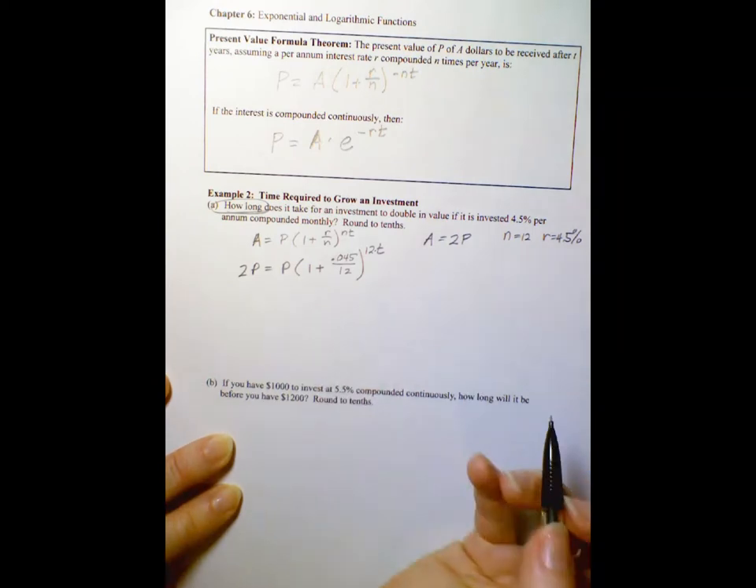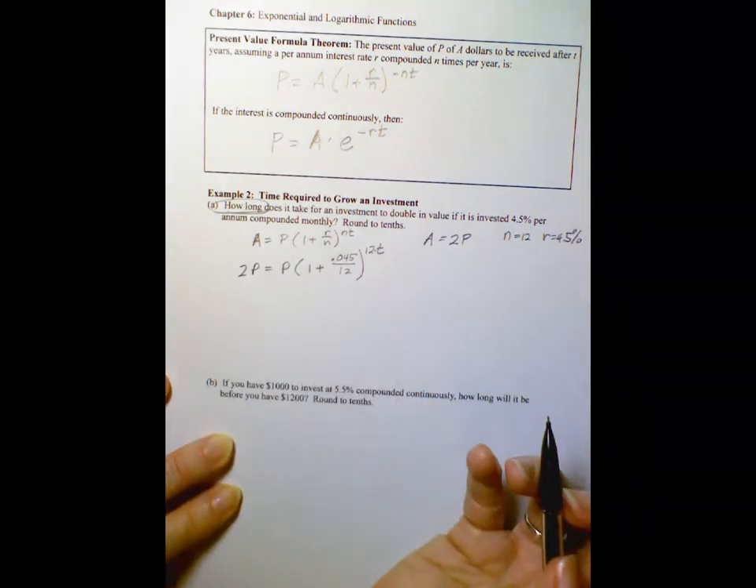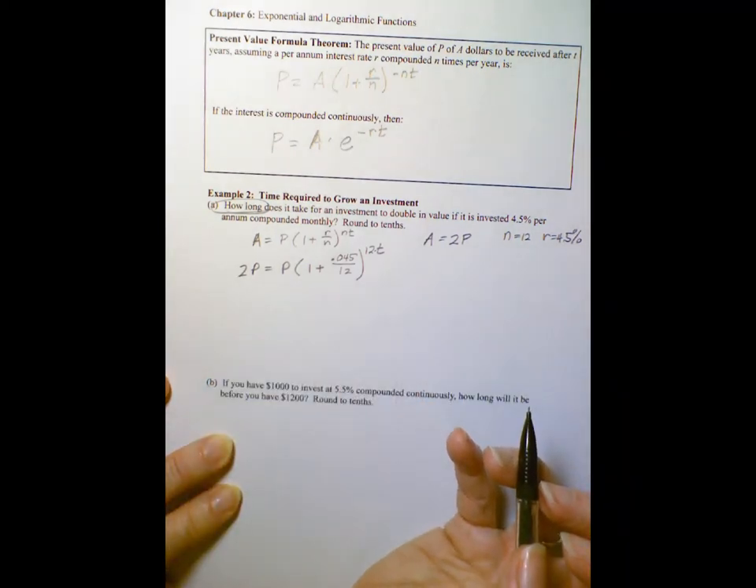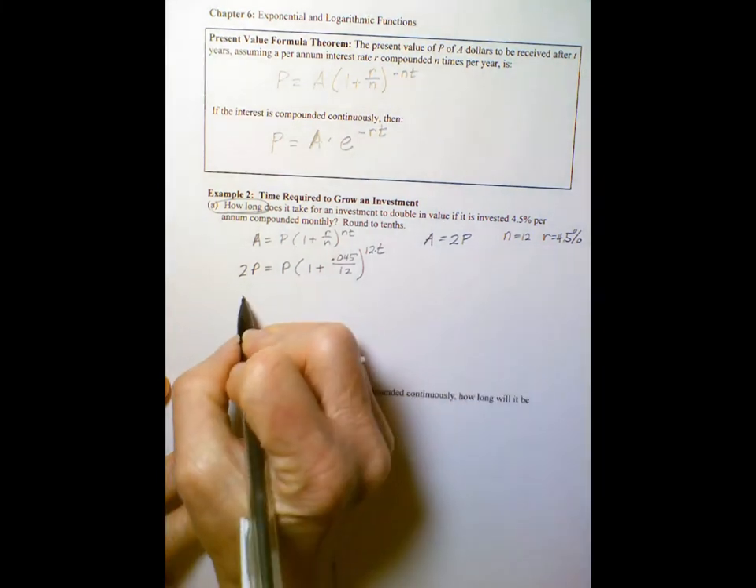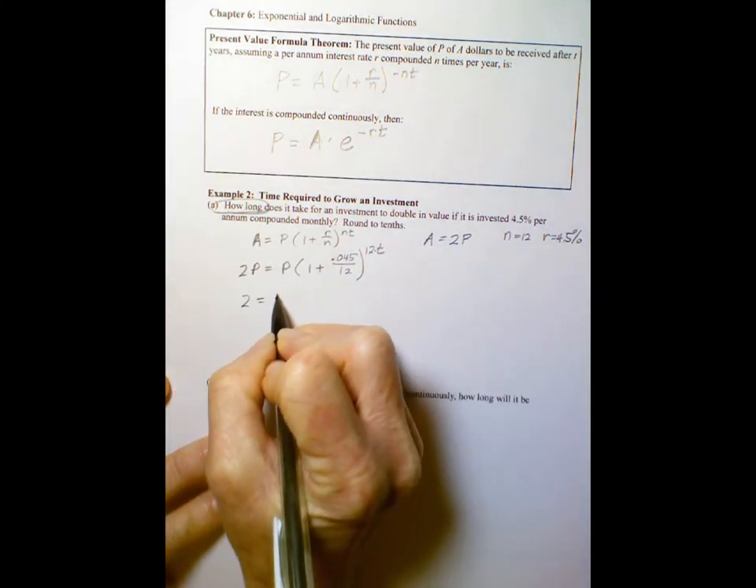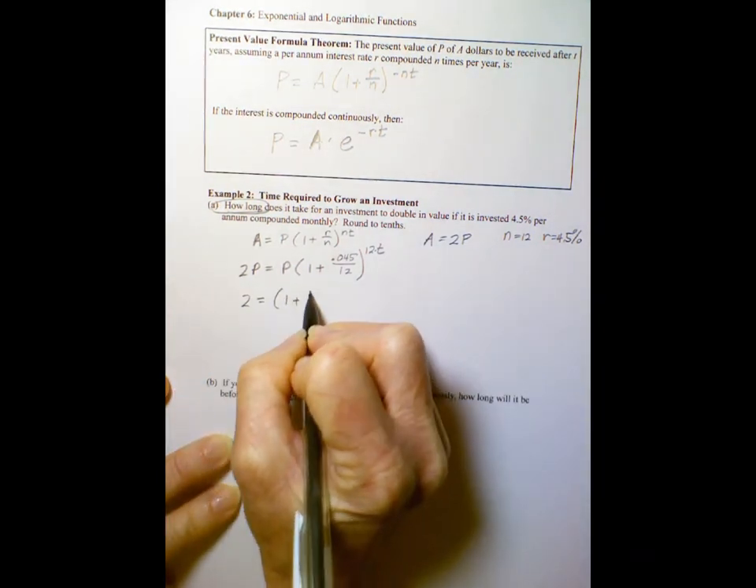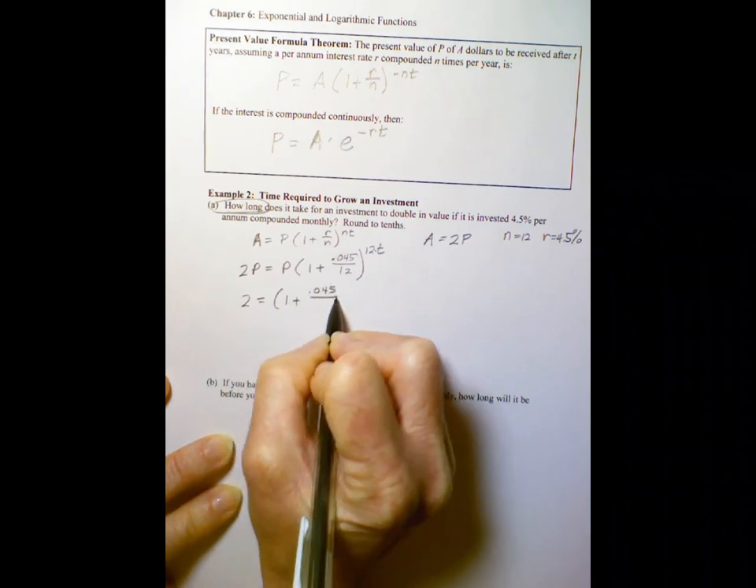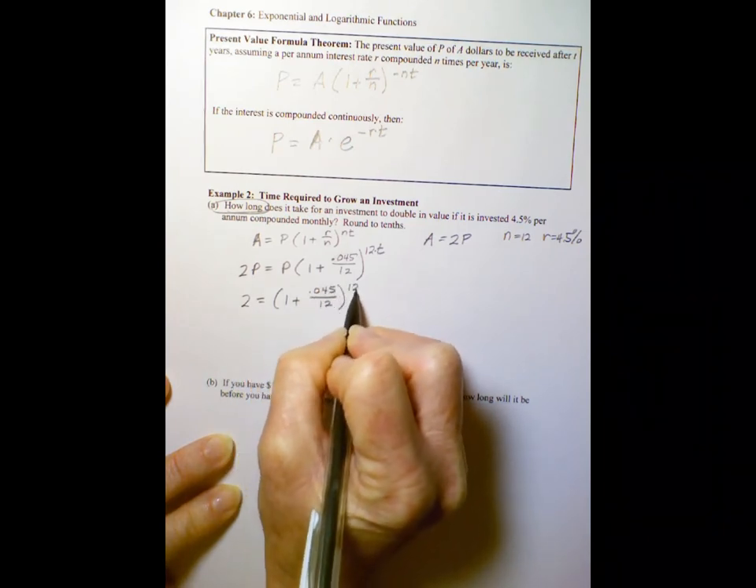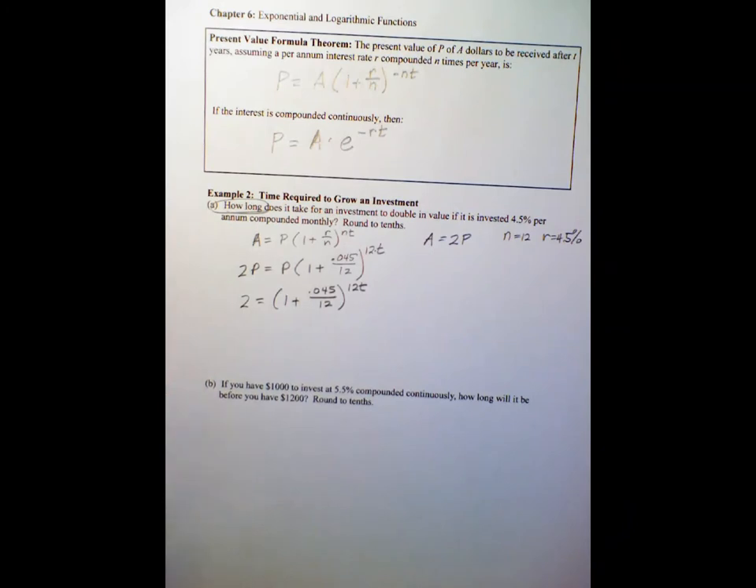Okay, we have two variables, but notice if I divide both sides by P, what happens? It's gone. What does that tell us? That tells us it doesn't matter what you start with, the time it takes to double is the same. So where's the variable? It's in the exponent. So what do we have? We have an exponential equation.